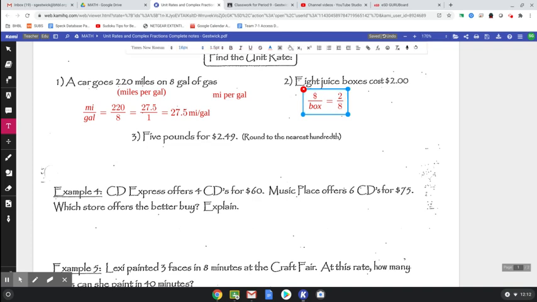So when you divide that, you actually get 0.25, right? Did you type it in the right way? 2 divided by 8. Always the top number divided by the bottom. So that's 25 cents per juice box. Or just per box is fine.